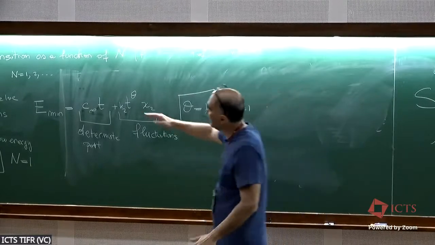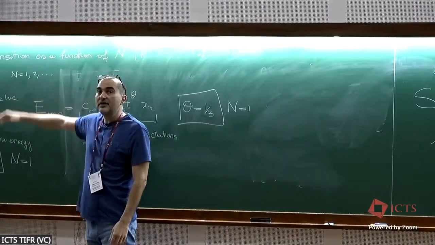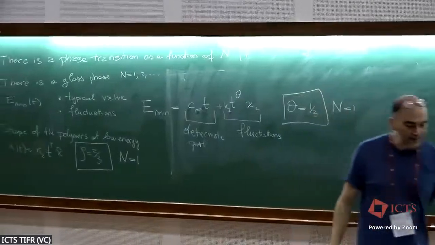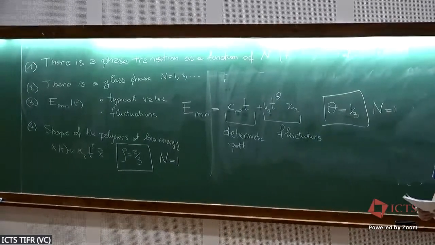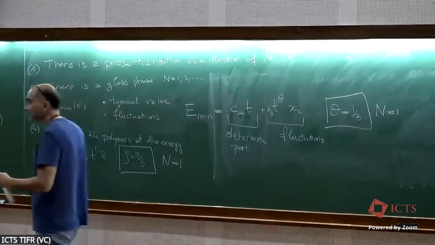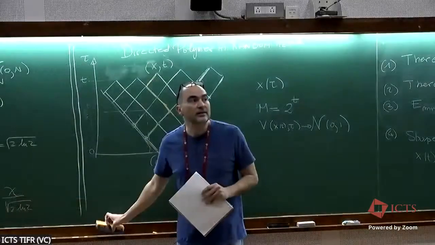To answer these two questions: is there a phase transition, and is there a glassy phase? And then we will argue what is the difference between the different glassy phases, REM and directed polymer. It's clear the model is discrete.